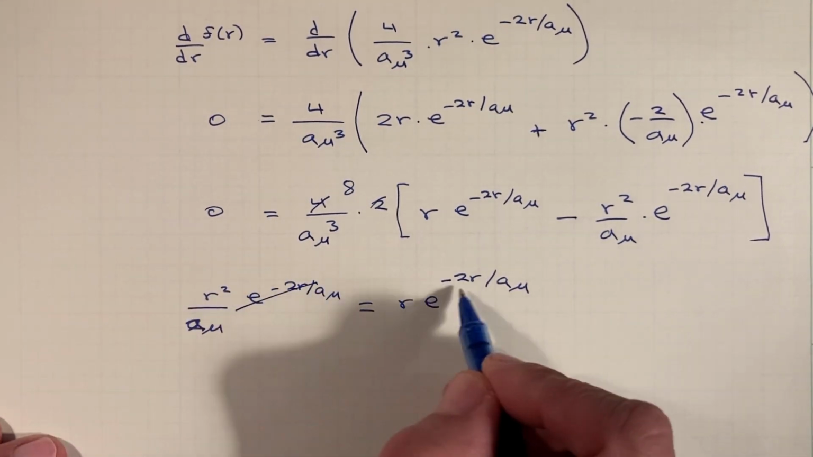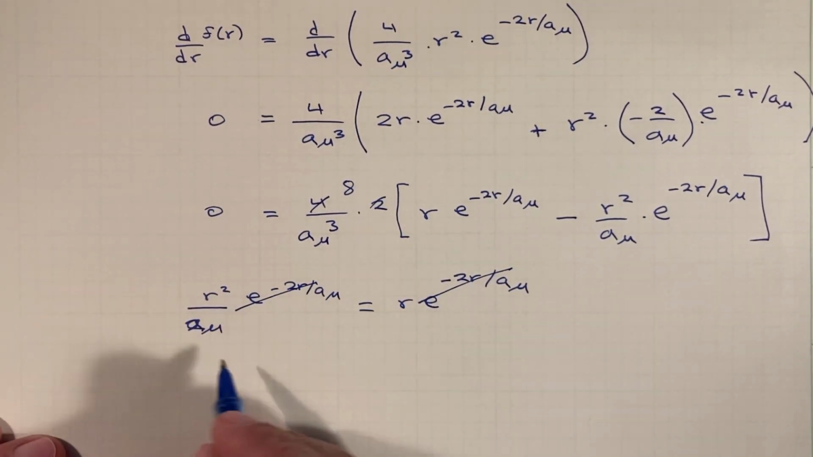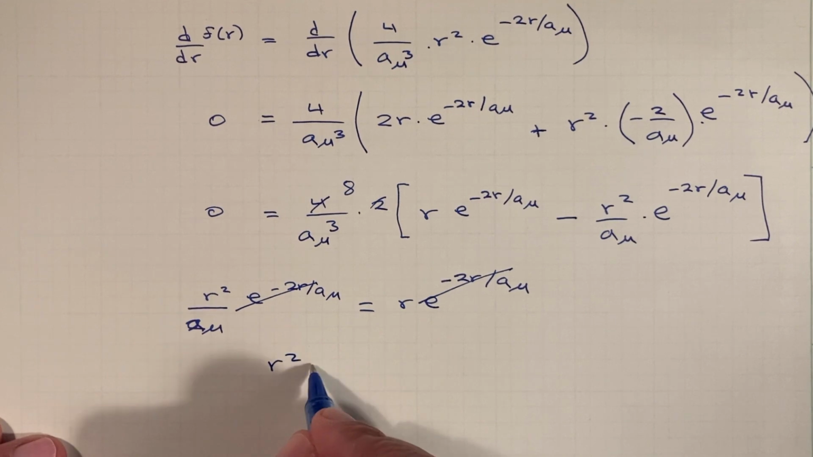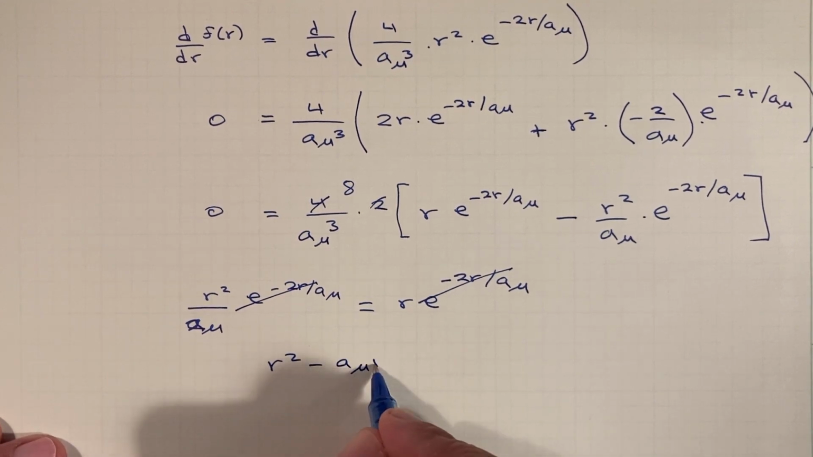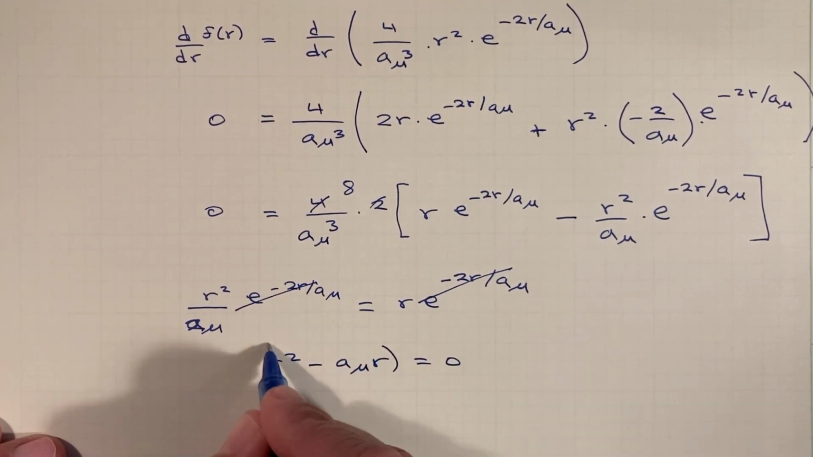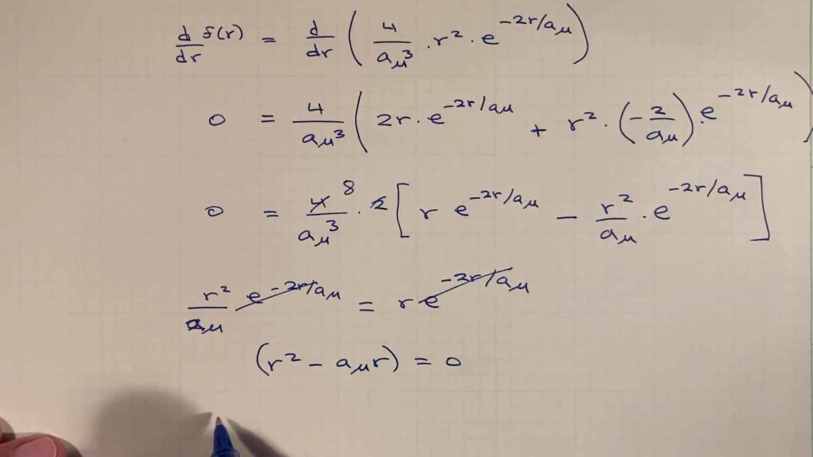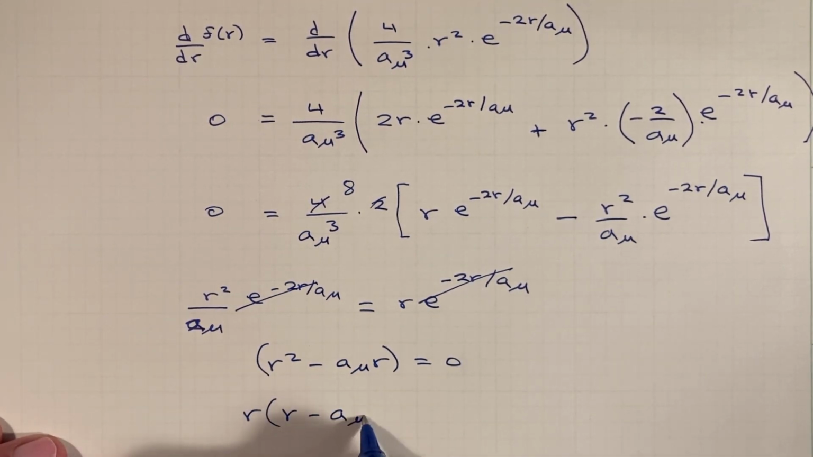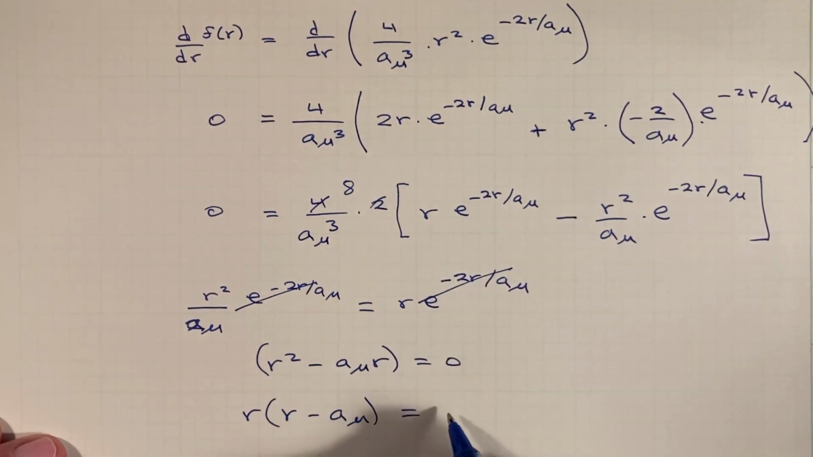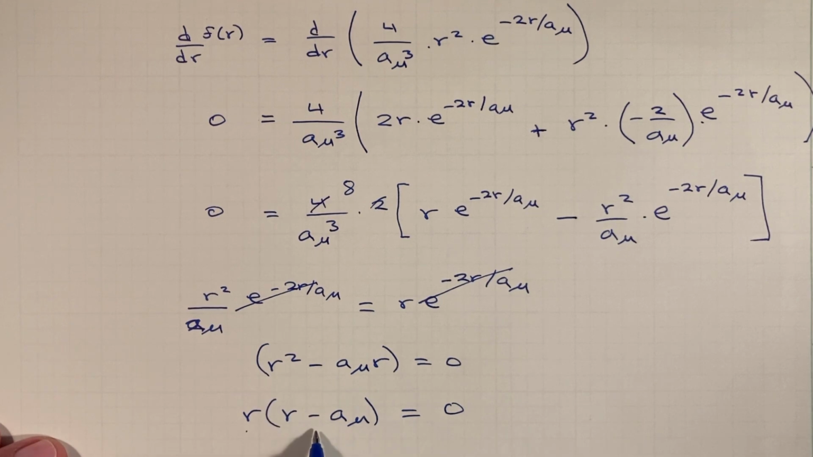Again, here we can cancel out the exponents, and we come up with an expression that looks like this. We can factor out the r, and we come up with another expression similar to the one up here. We have this r times this term right here equal to 0. The only way that can be true is either this quantity is 0 or this quantity is 0.